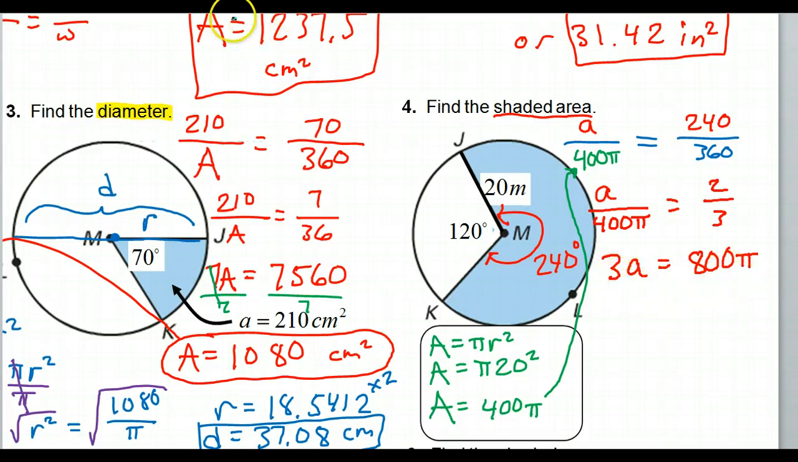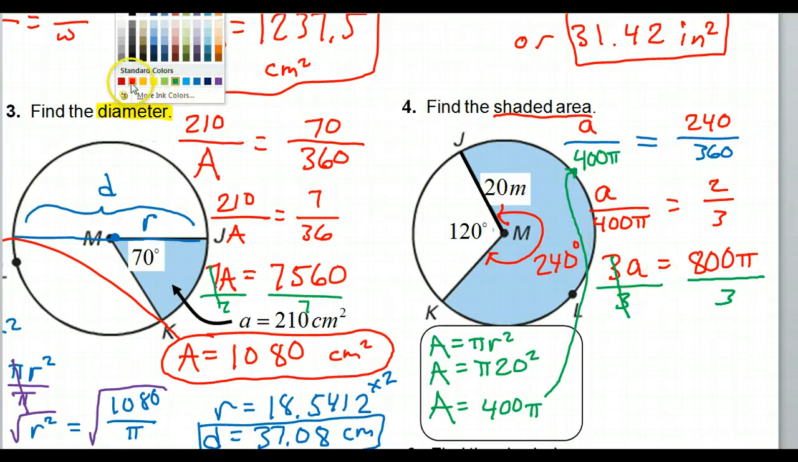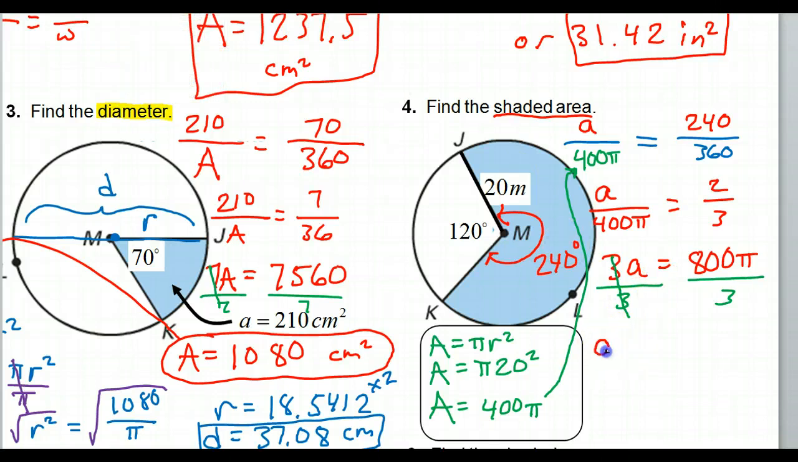Okay, so all I need to do now is to divide by 3. So if I divide by 3 on both sides, now this is the exact area right here. So if you are asked for the exact area, what you would put is 800 pi over 3, let's see, square meters. So this is the answer, the exact answer.